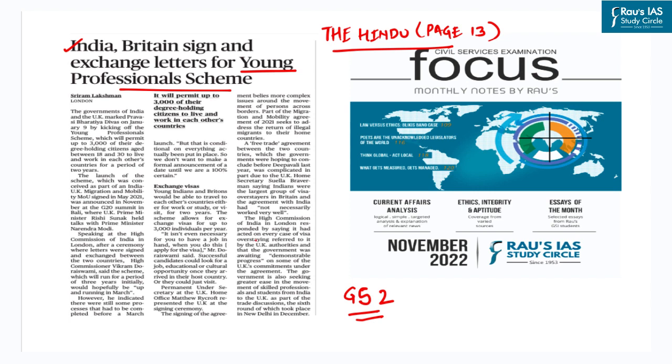During our discussion on this topic, we will not only cover the features of the Young Professional Scheme, but we will also try to analyze the bilateral relationship between India and the United Kingdom in detail, as the signing of the agreement between the two countries, that is the Young Professional Scheme, belies more complex issues around the movement of persons across the border. This was part of the Migration and Mobility Agreement of 2021, which has sought to address the return of illegal migrants to their home countries.